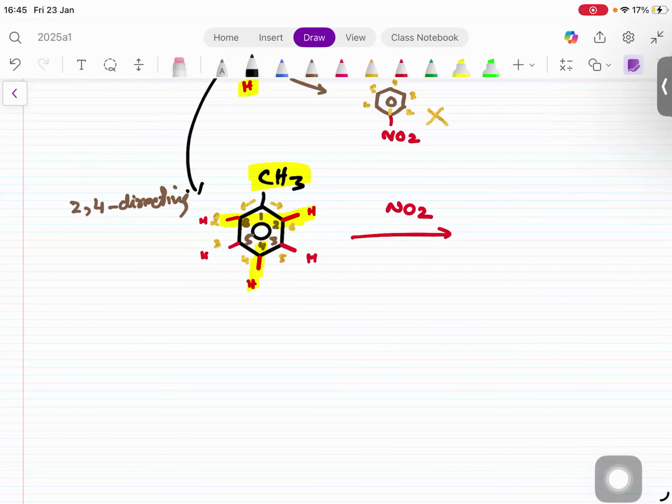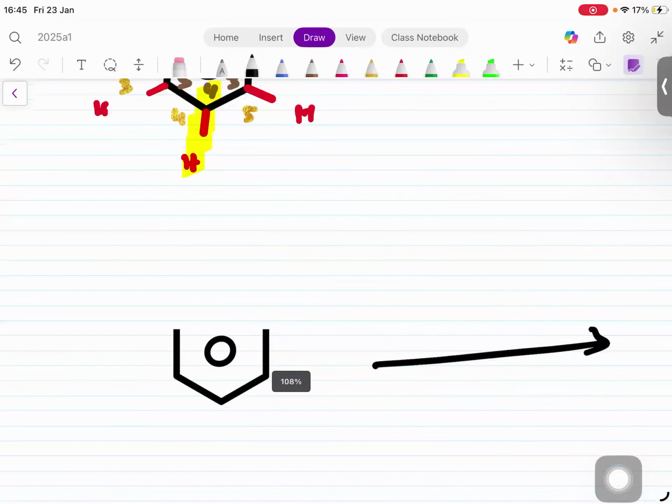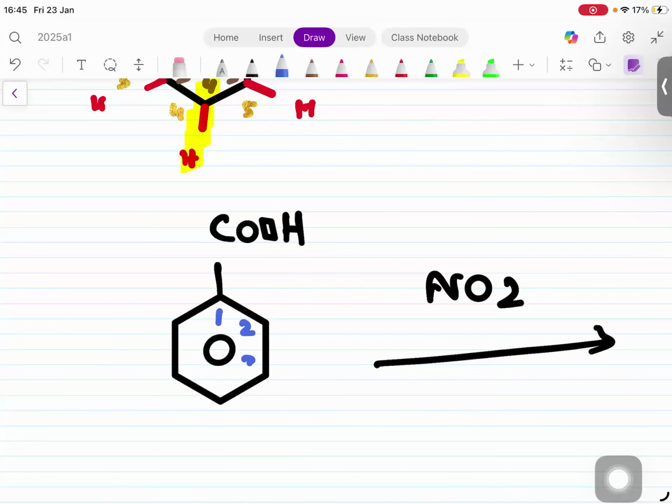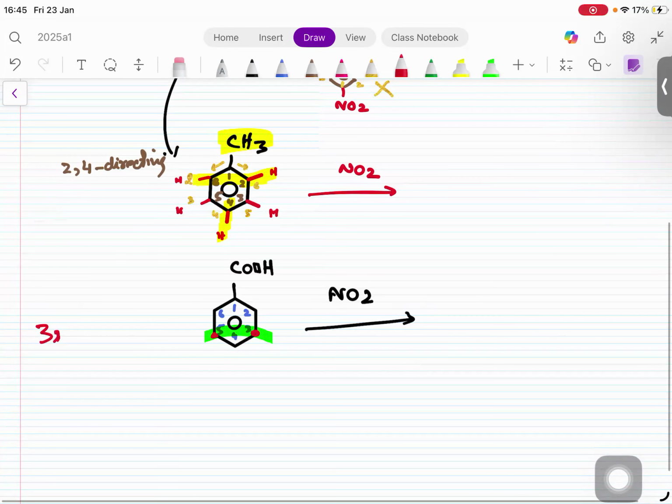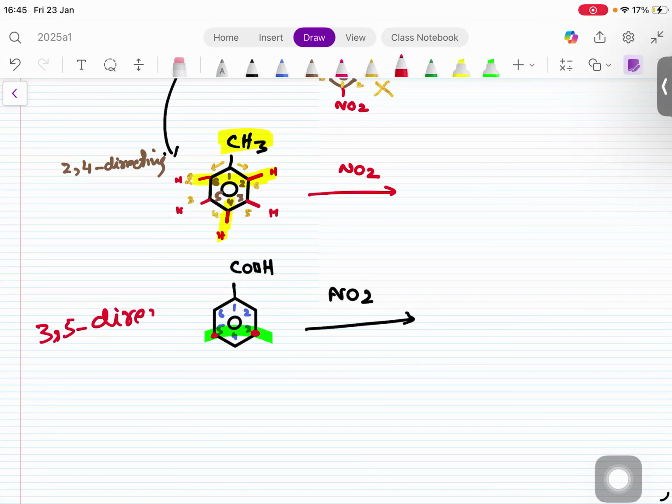There is another group. For example, look at this. If I have COOH and you have to substitute nitro on this, it is not going to direct at carbon number 2, 4, and 6. What is left behind if it's not directing at 2 and 4? What are the other two positions? 2, 4, 6 is the same, right? So what is the other position? 3 and 5. 3 and 5. So COOH is one of the groups which directs the further substitution at carbon number 3 and carbon number 5. This is known as a 3,5 directing group.